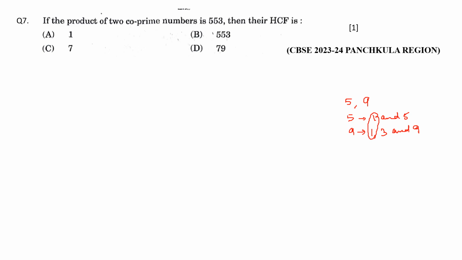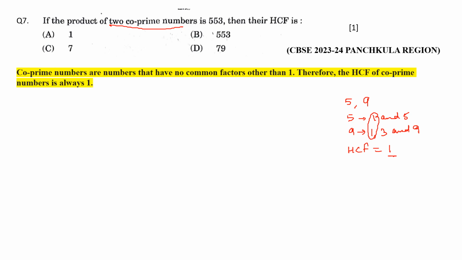And when they are co-prime number, then their HCF is always 1. Here also you can see the common factor itself is only 1. So HCF is also 1. So from here, directly you can say that the HCF is going to be 1 because it is already given in the question that the two numbers are co-prime number. And as per definition of co-prime number, they are the numbers that have no common factors other than 1. And the HCF of co-prime number is always 1. So from here, A is the correct option.